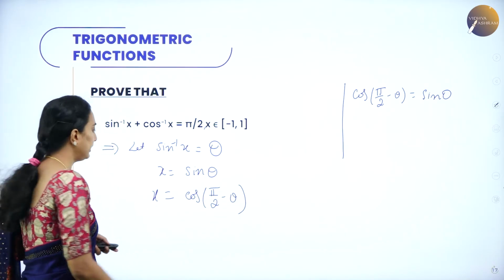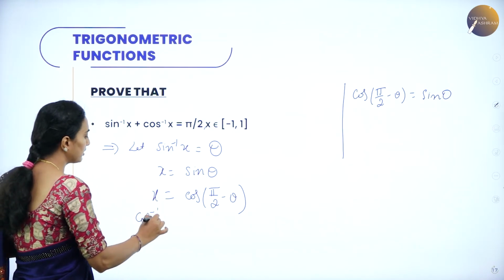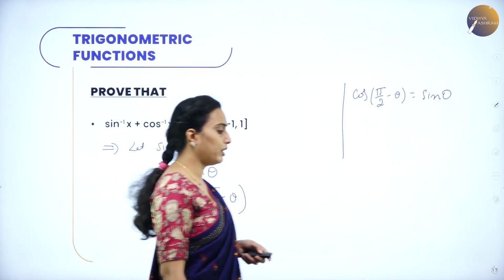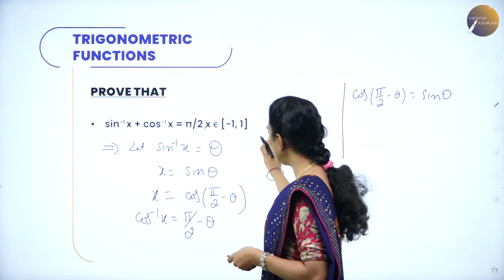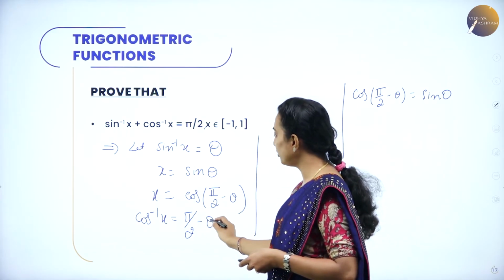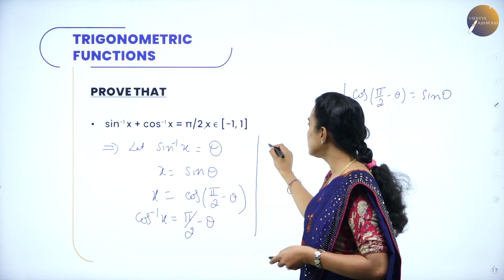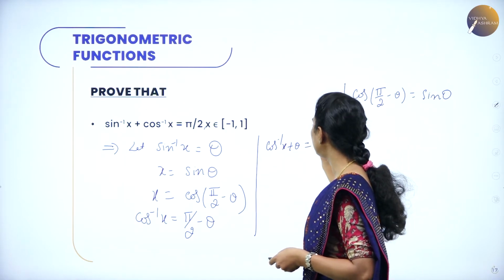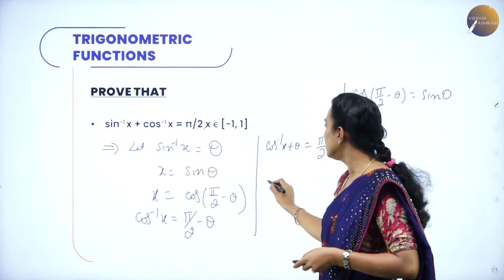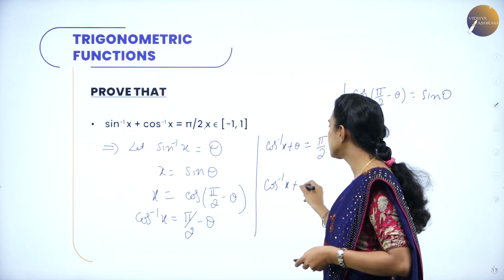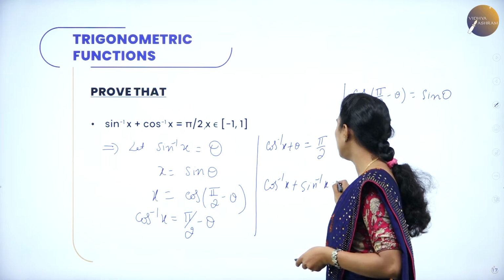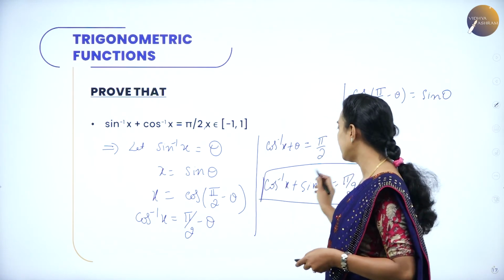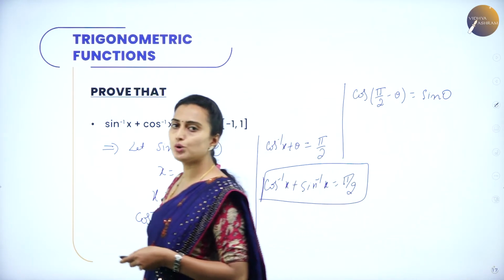Okay. Otherwise, I can take this cos to this side. It becomes cos inverse x. Cos inverse x is pi by 2 minus theta. Are you getting this? Pi by 2 minus theta. Therefore, see here, pi by 2 minus theta. I am going to take minus theta to that side. What will it become? Cos inverse x plus theta is equal to pi by 2. Otherwise, what is theta? I am going to substitute theta. Cos inverse x plus sin inverse x is equal to pi by 2. This is the proof you are going to have. Or you can write it as sin inverse x plus cos inverse x is equal to pi by 2.